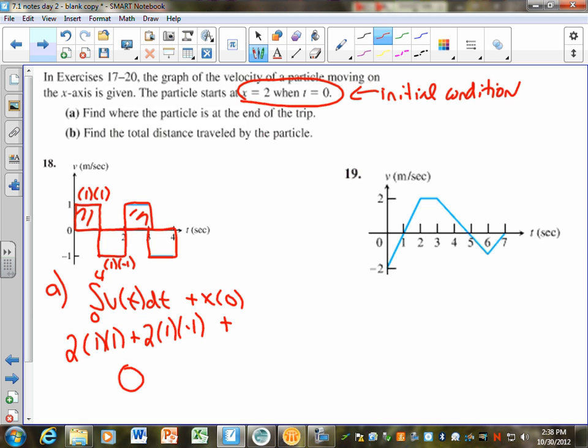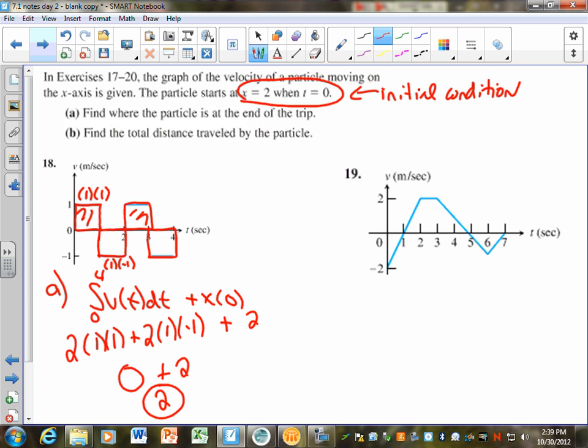But I have to add in where I started. My initial position was at x equals 2, t equals 0. So I'm actually adding 2 to that. So where am I after 4 seconds? I'm back exactly where I started because I went up and down and canceled each other out.